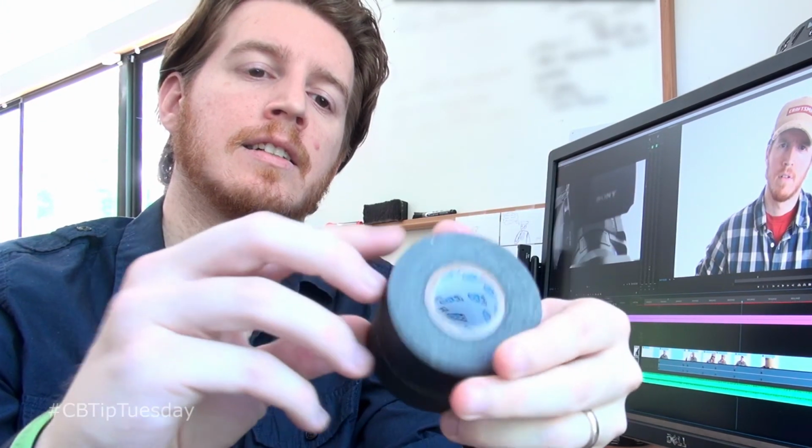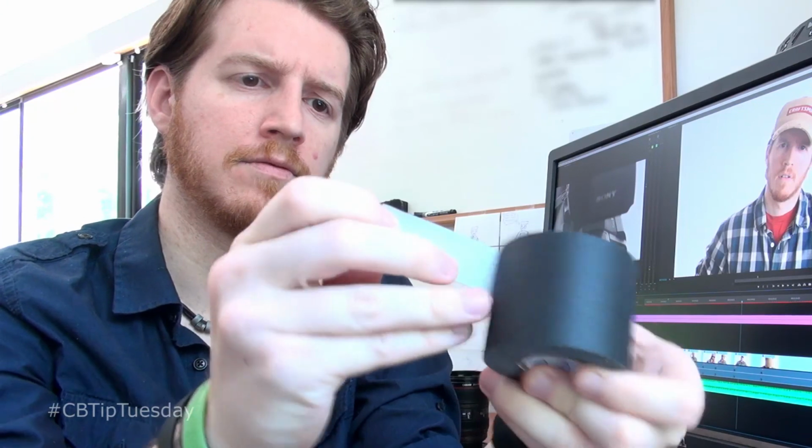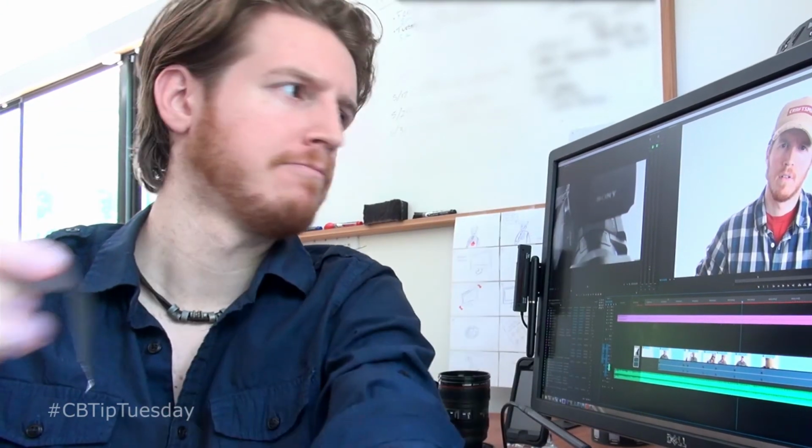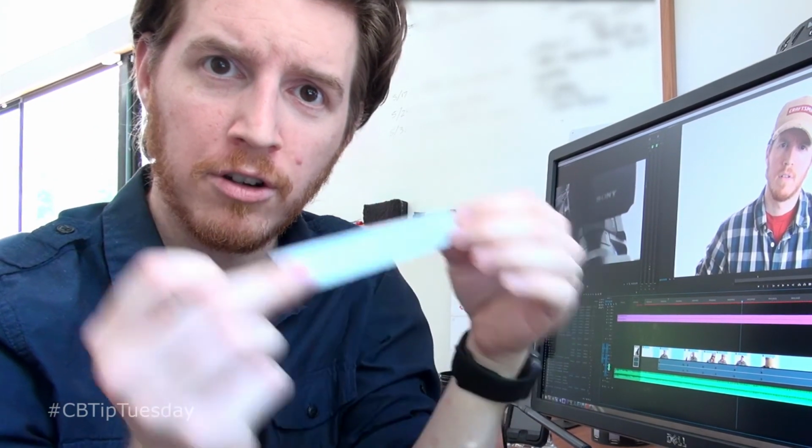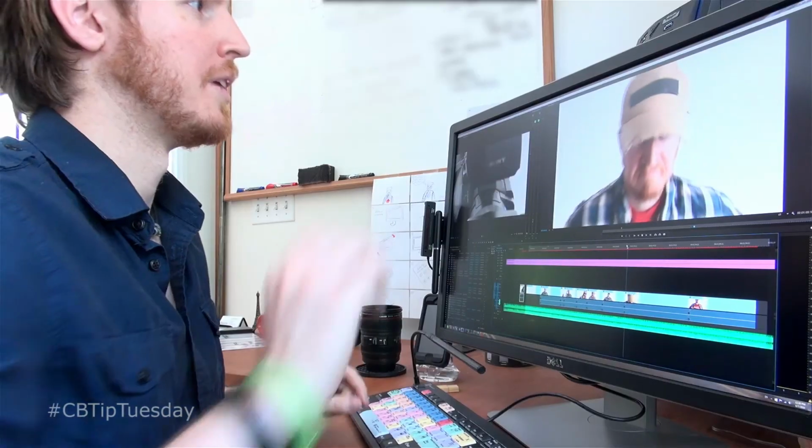And the other way to do this is taking care of it in production. Get some good old gaffer's tape here. And you just put it right over the offending logo. There we go. Okay, it doesn't look the best, but that's one way to do it.